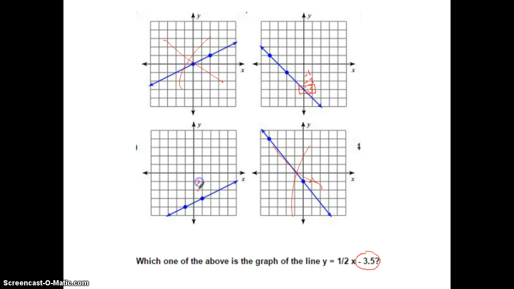This one is negative 1, negative 2, negative 3. Oh, good. 3.5. That's what I wanted. So this is looking good. And then the slope needs to be 1/2, which means I go up 1 and sideways 2. So let's check. Up 1, sideways 2. All right, so this is looking good. Must be this answer here, because it starts here at negative 3.5 and it goes up 1 and sideways 2 to give me a slope of 1/2.